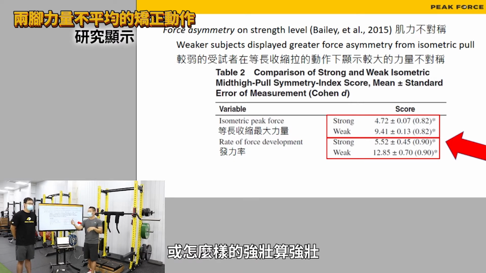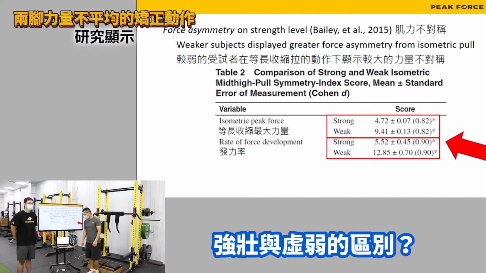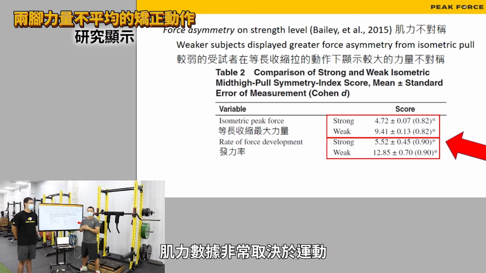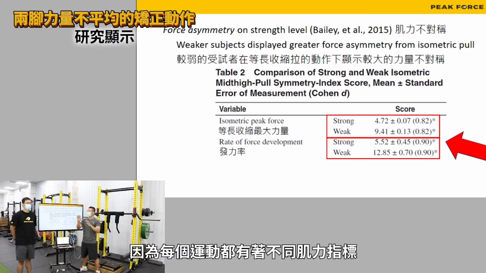So when I mentioned comparing the weak and the strong, some people ask me how weak is weak or how strong is strong. 好，那当我们在比较说强壮的族群跟比较虚弱的族群的时候，我们是要做一个定义，因为有些人会问说，那怎么定义它是强壮的，怎么定义它是虚弱的呢？So the strength value is very relative to the sport because every sport has a different strength index.